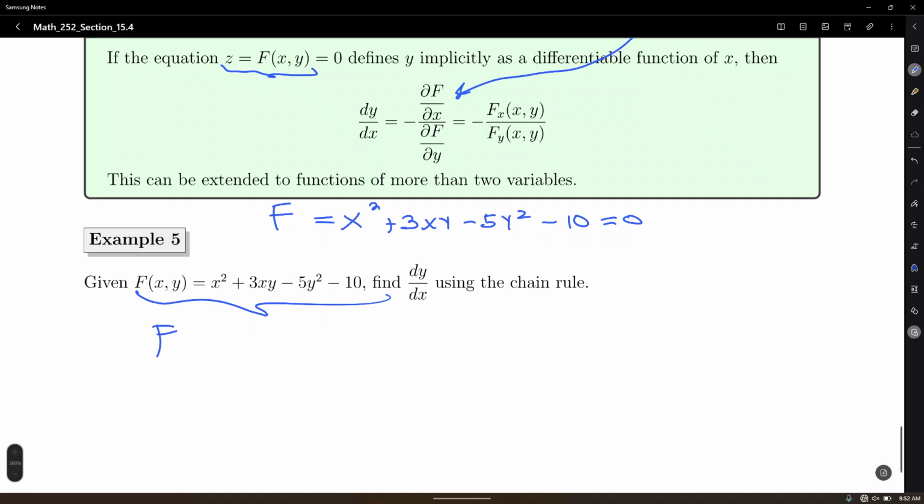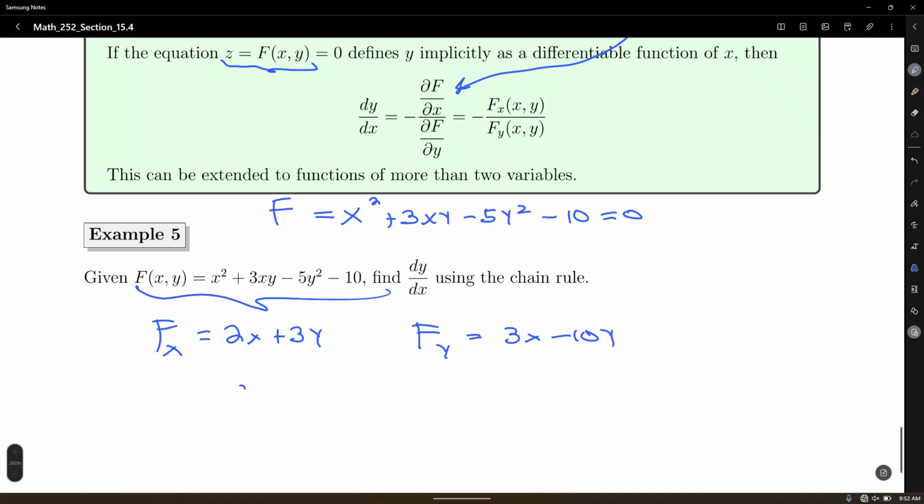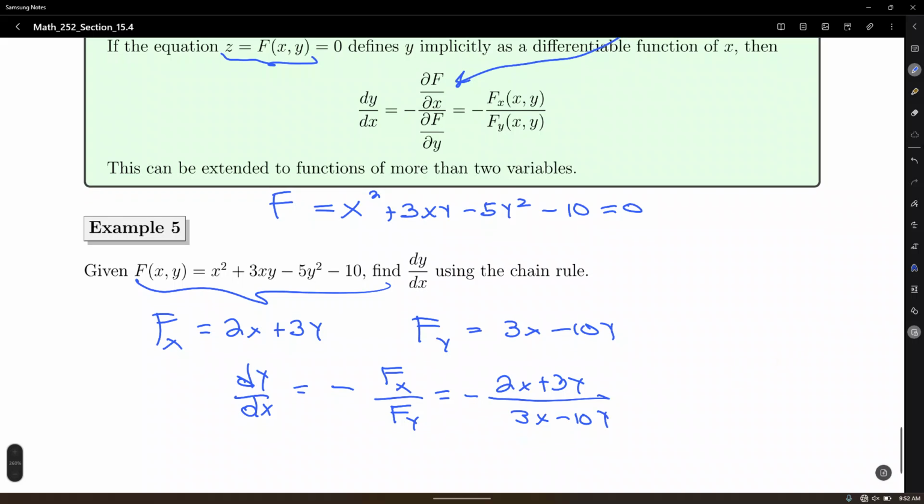Okay. What's the partial of f with respect to x? That is 2x plus 3y. And what's the partial of f with respect to y? That is 3x minus 10y. And well, what's the implicit differentiation dy dx? That is negative f with respect to x over f with respect to y. What is this? 2x plus 3y over 3x minus 10y. Don't forget the negative. Isn't that the same result as we did before?